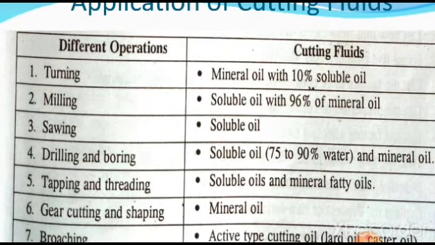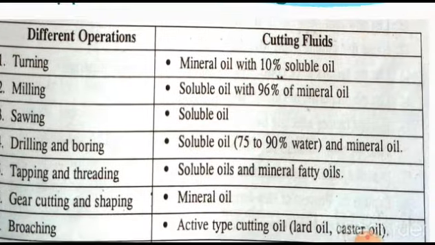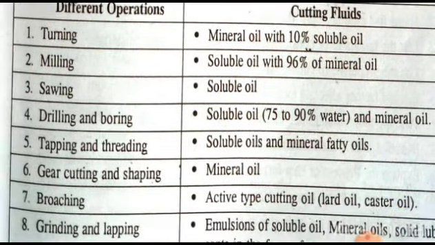In the turning operation, we are going to use mineral oil, which comes under liquid cutting fluid, with 10% soluble oil. Both are mixed and can be used. For the milling operation, soluble oil with 96% of mineral oil. And for the sawing operation, which uses saw blades, soluble oil can be used. In drilling and boring, soluble oil with 75 to 90% of water and mineral oil, both are combined here.